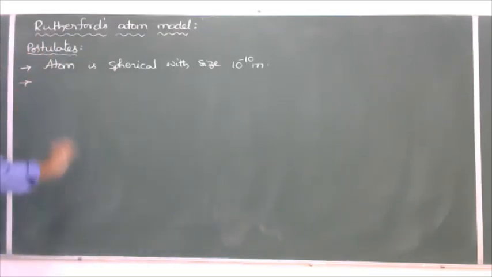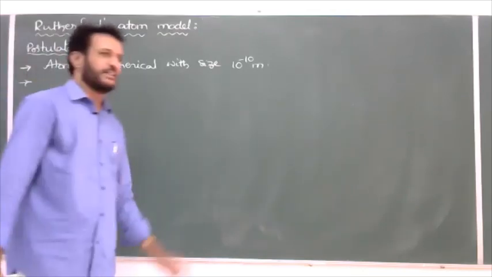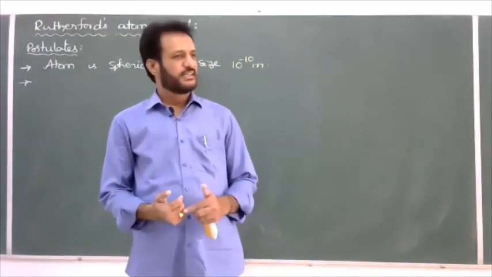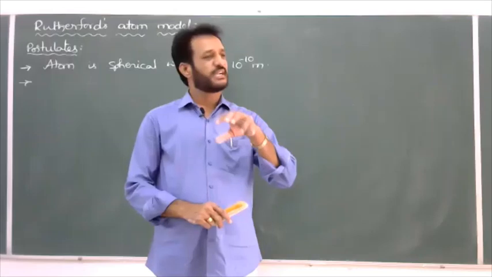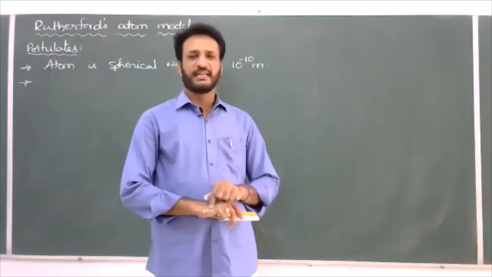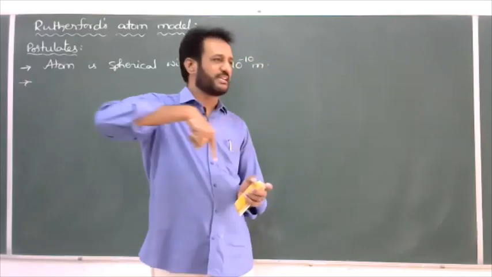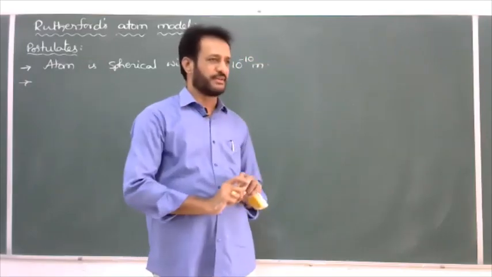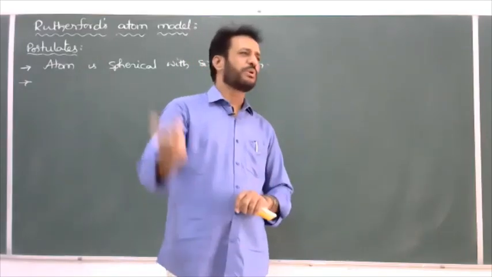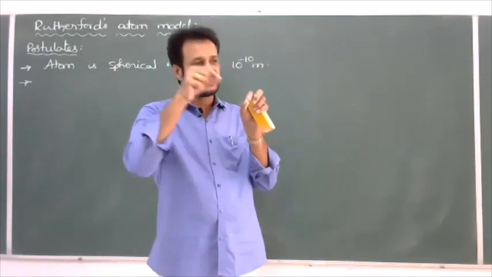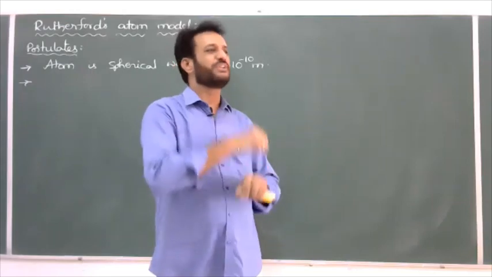Most of the atom is empty, so it is clear, but then where are the total mass and almost all the positive charge located? In the Thomson model, like watermelon or plum pudding, the total mass is uniformly distributed. It was proved wrong by Rutherford. He said the total mass and almost all the positive charge are concentrated at the center of the atom, which is called the nucleus.